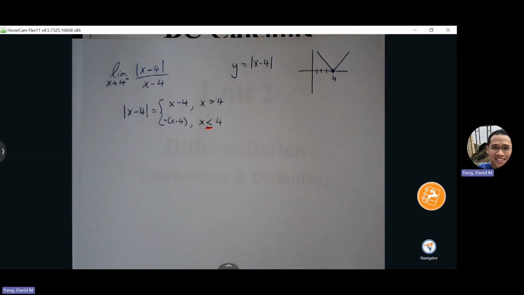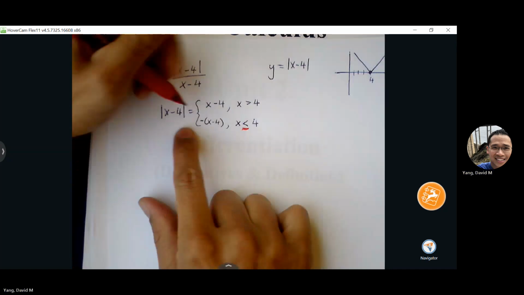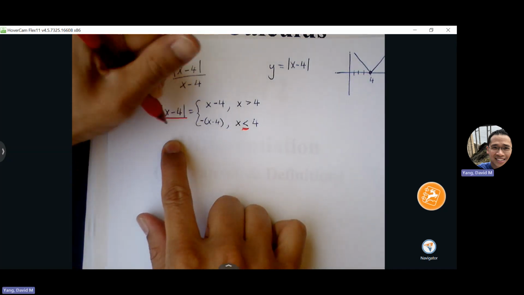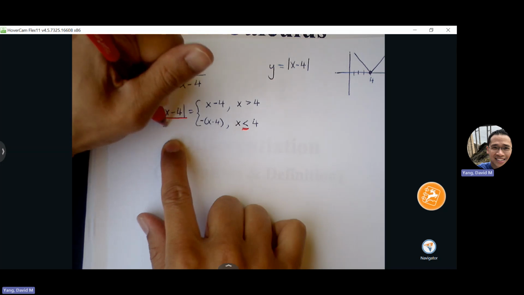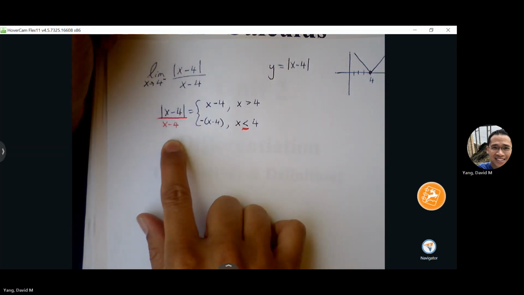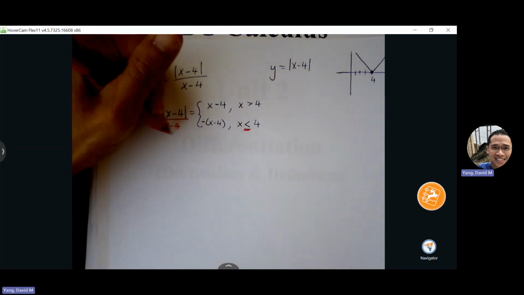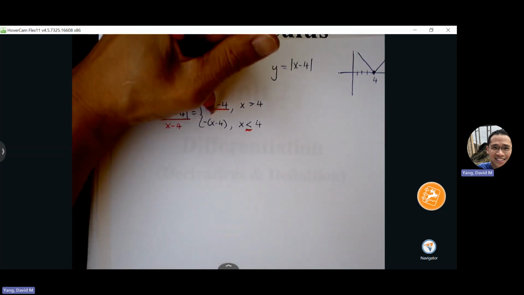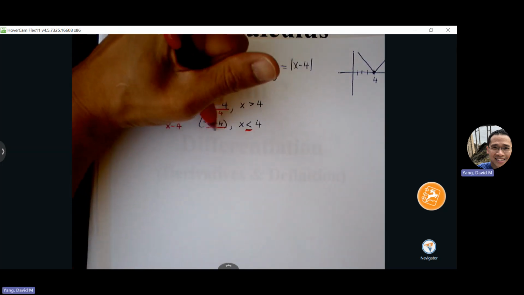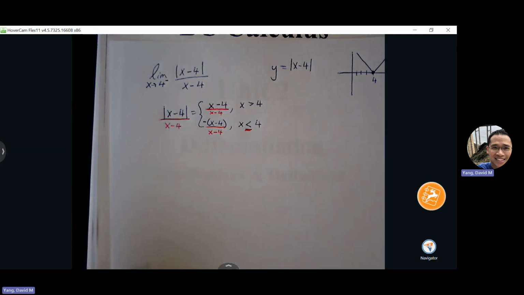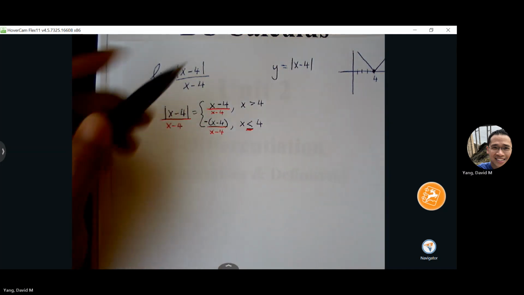Now, this is only representing the numerator portion of our function. To build the entire function, we know that what we really want is absolute value of x minus 4 divided by x minus 4. But this is only representing the numerator. So to create the denominator as well, let's just divide by x minus 4 to our piecewise function. So now we have something equivalent.